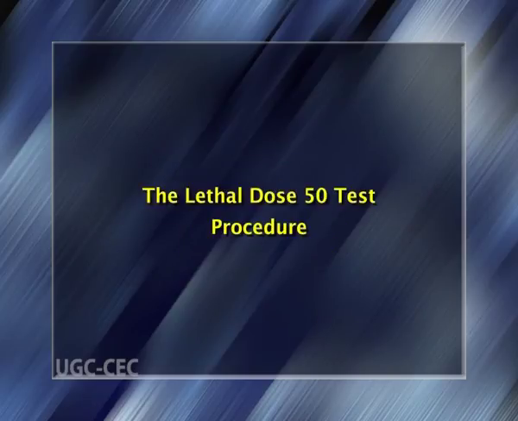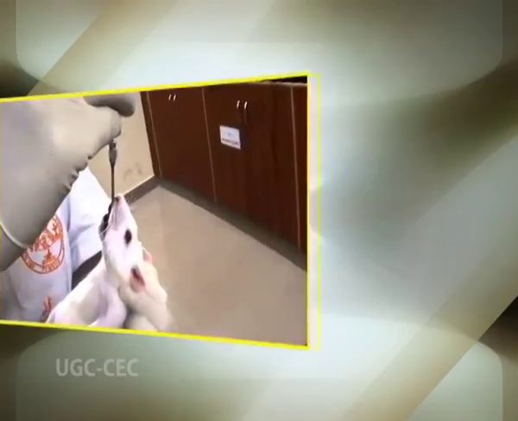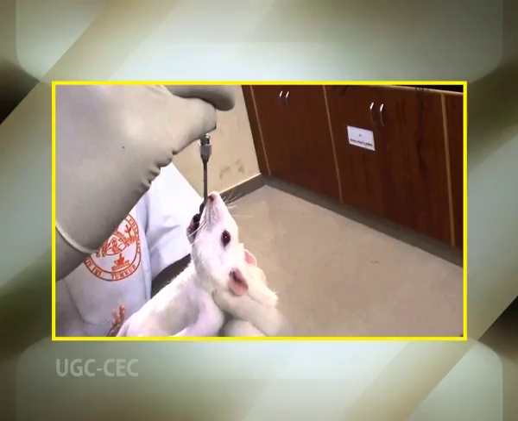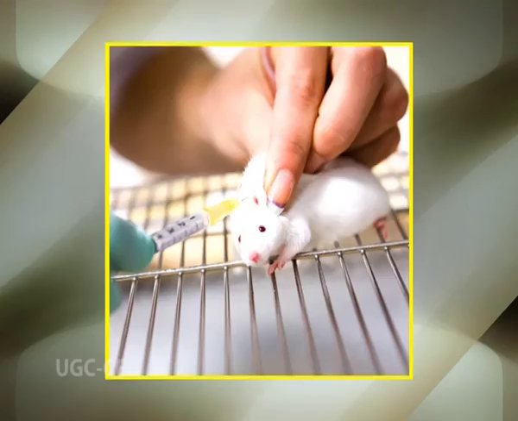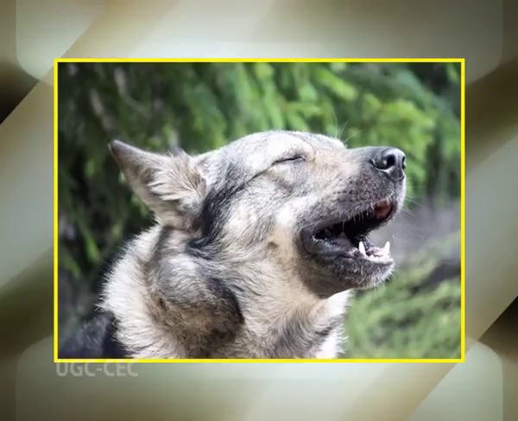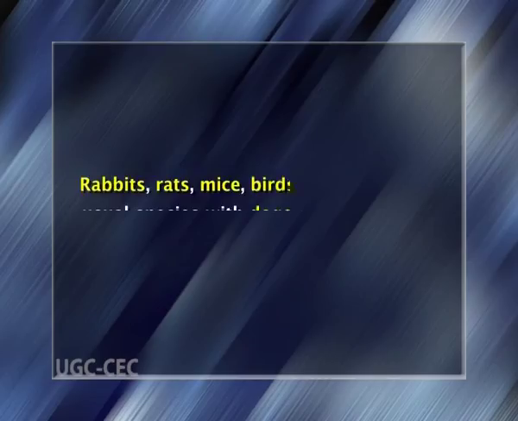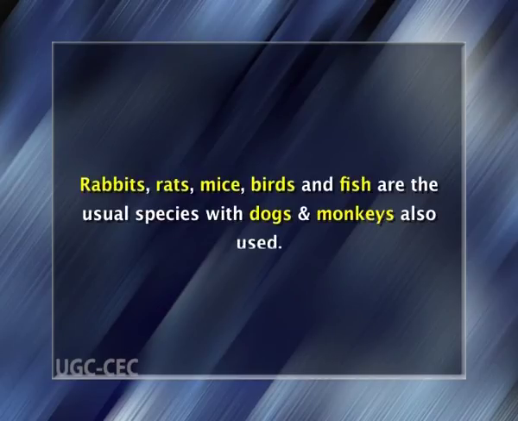Now, at last, let us discuss the lethal dose 50 test procedure. A common form of the test is by oral dosing using a tube inserted down the animal's throat. Other forms of dosing include injection, forced breathing of the vapor and application of the substance to the animal's skin. Rabbits, rats, mice, birds and fish are the usual species, with dogs and monkeys also used.